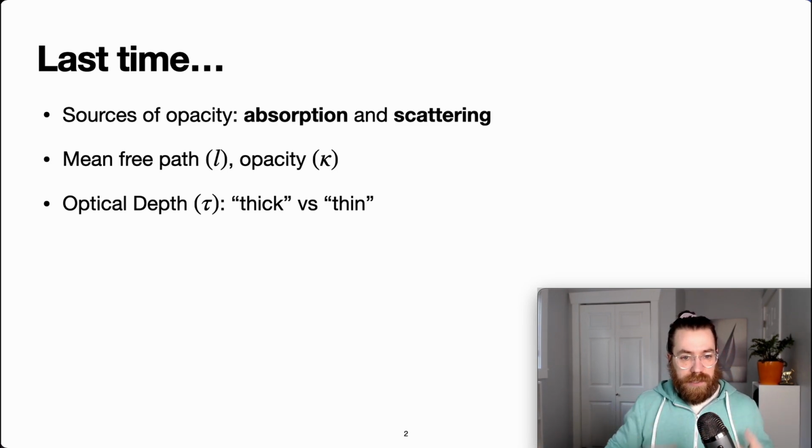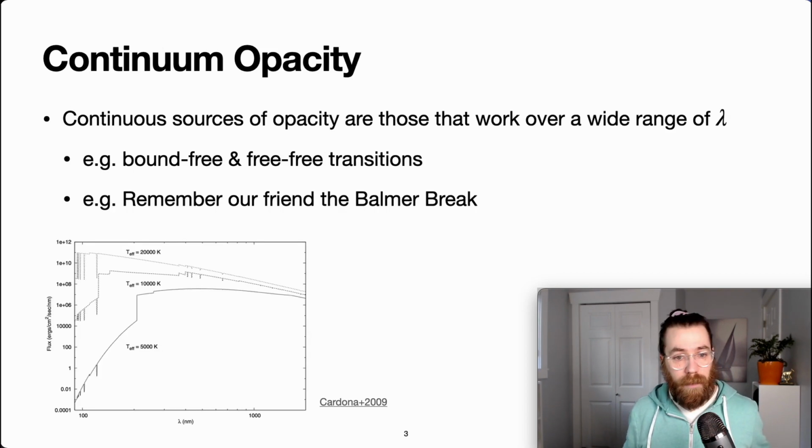Today I want to start putting these concepts together, and we're going to start by talking about what's called continuum opacity. I think we used this phrase already, continuum opacity or continuous sources of opacity. These, by definition, are sources of opacity that work over wide wavelength ranges. So things that are either wavelength independent, like Thomson scattering, those perfect collisions that are wavelength independent and don't have any lambda term in the cross-section for scattering, or sources of opacity that have really wide wavelength ranges.